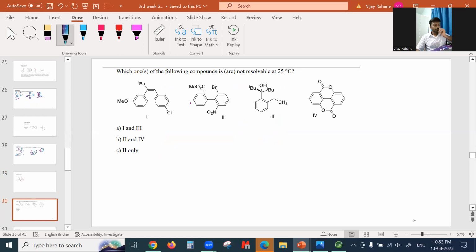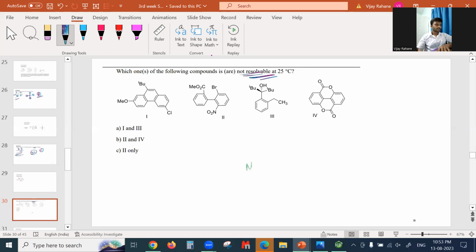Which of the following compounds are not resolvable at room temperature? Non-resolvable means they are in the form of a racemic mixture, right? Or they are optically inactive.